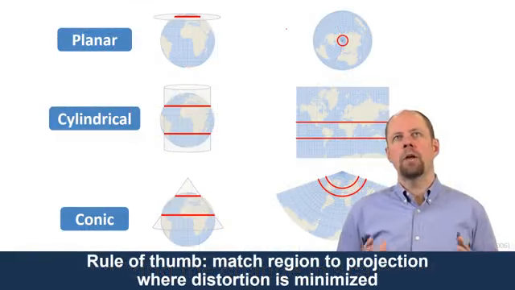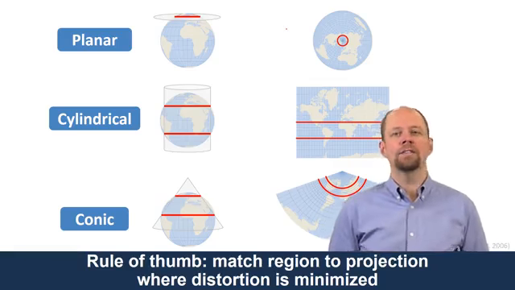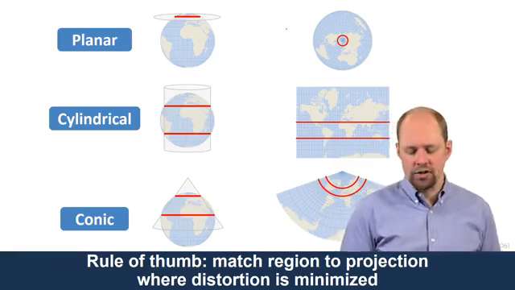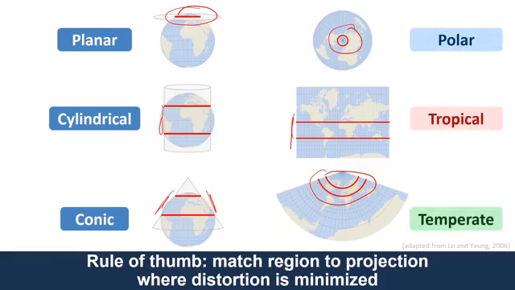So when thinking about developable surfaces in relation to the reference globe and standard lines and how that relates to distortion, there's a rule of thumb that's often used when you're choosing a projection, and that is that we use a planar projection when making a map of the poles. We use a cylindrical projection when making a map of equatorial regions, and we use a conic type of projection when you're making a map of temperate areas or mid-latitude areas. So polar areas are planar, tropical are cylindrical, temperate areas are conic.